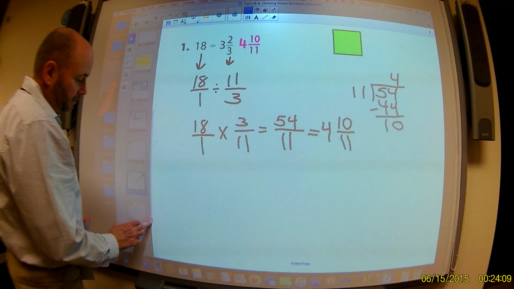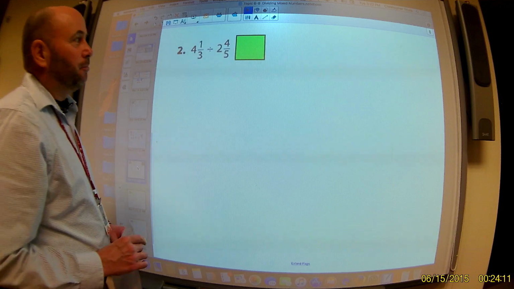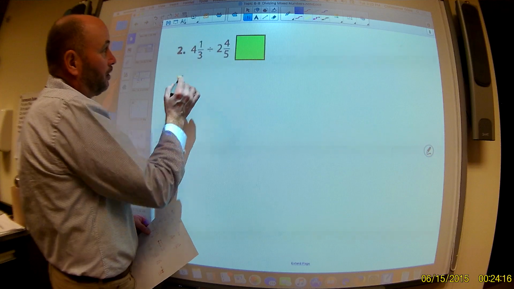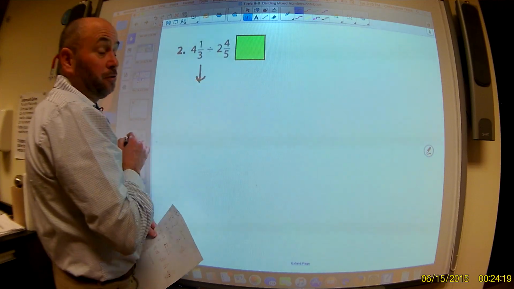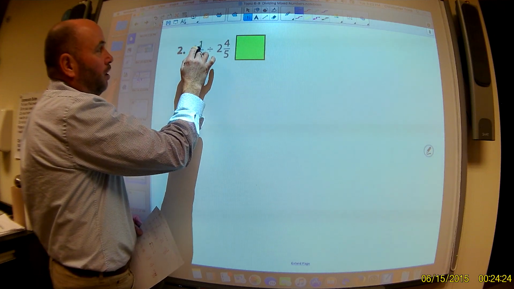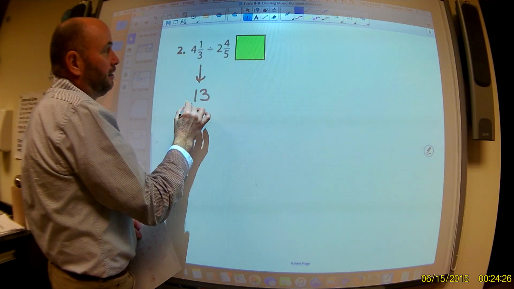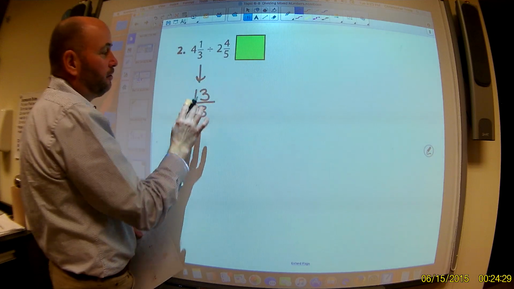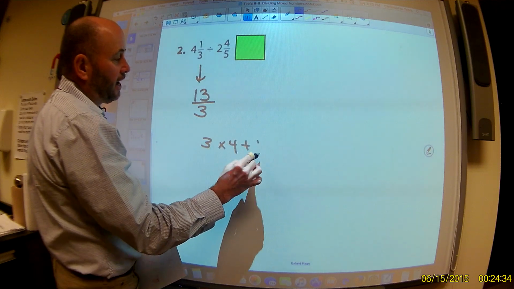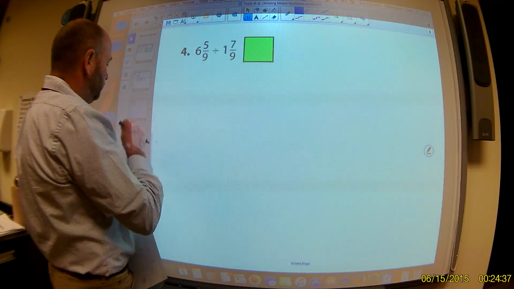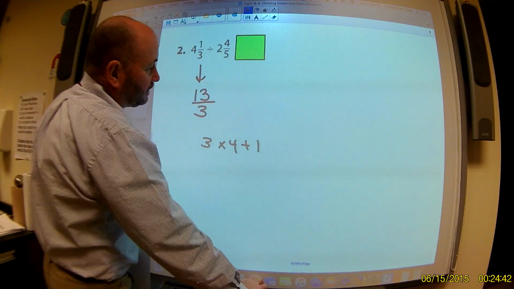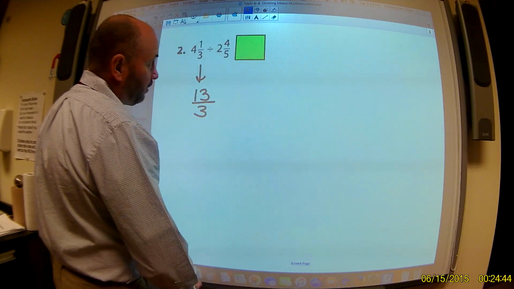Okay? All right, let's take a look at number 2 and how they came up with that answer. Once again, what you do for number 2 is you take 4 1/3, and we're going to turn that into an improper fraction. 3 times 4 is 12, plus 1 is 13. And we put it over 3. So again, we got that by multiplying 3 times 4 and then adding 1. All right? And that's how we get our numerator for the improper fraction.